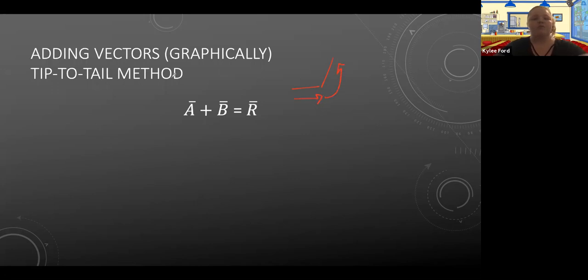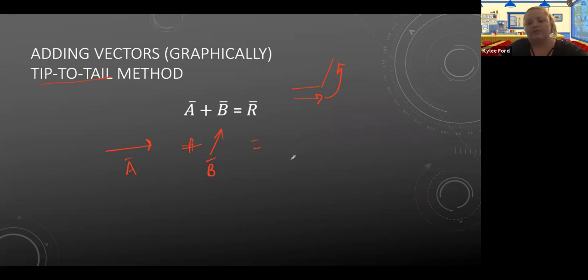Okay, so I want to show you this method. It's called tip to tail. Let's pretend that we have two different vectors, A and B. Let's say our A vector goes in this direction, and we have our B vector going in this direction, slightly slanted. And we're trying to add these together. Now what we'll do is this tip to tail method. Once I show you, it'll make sense.